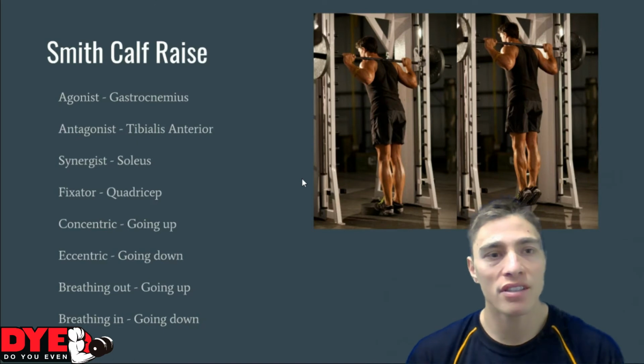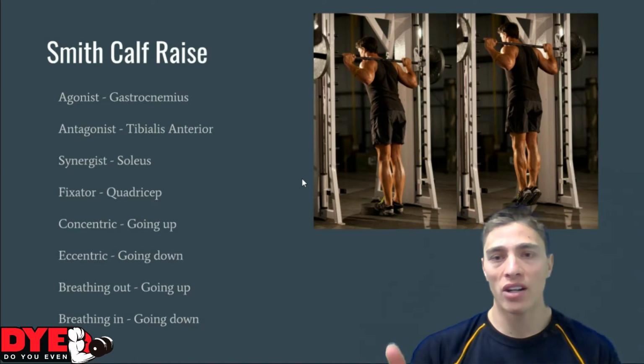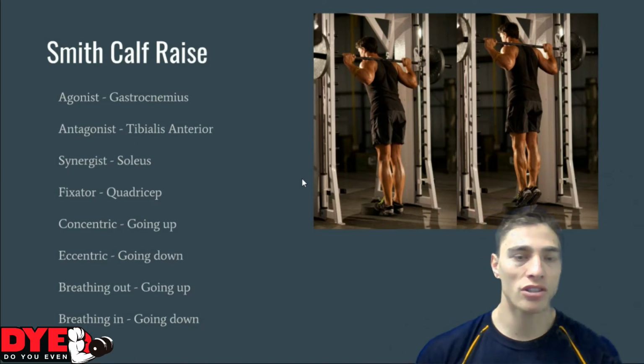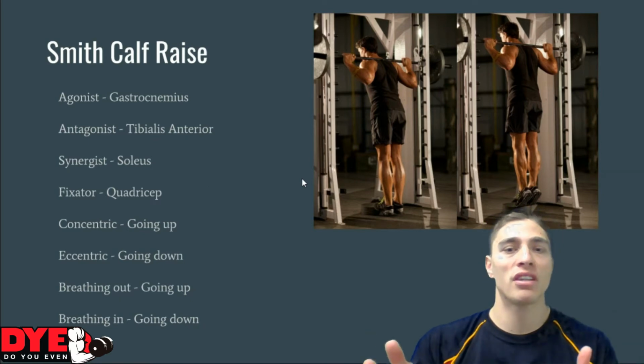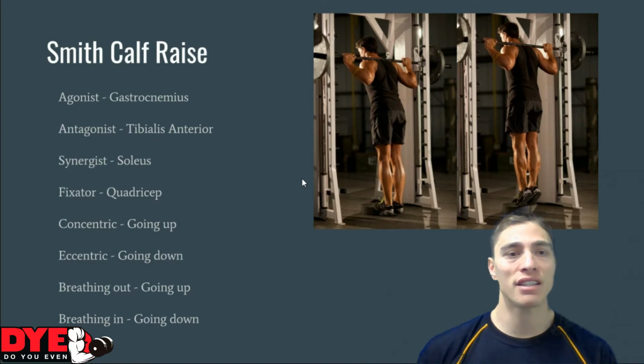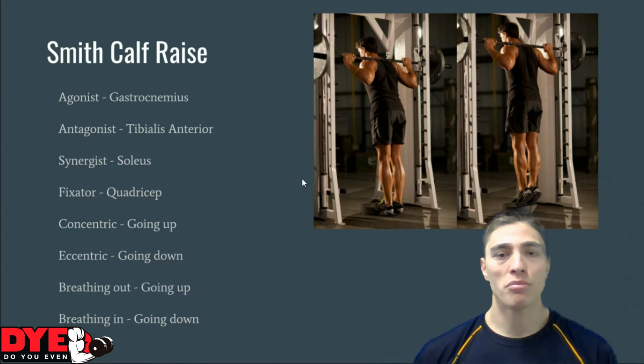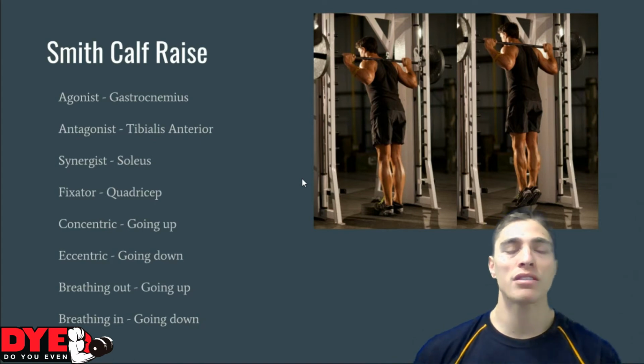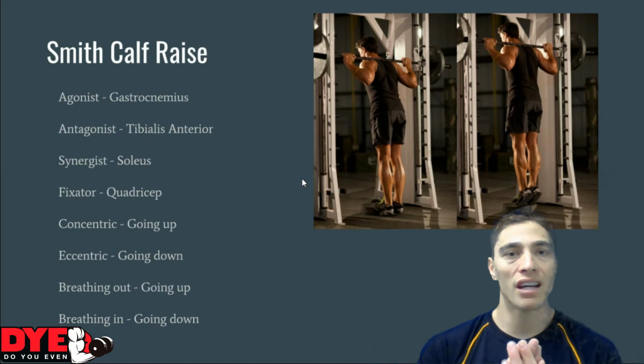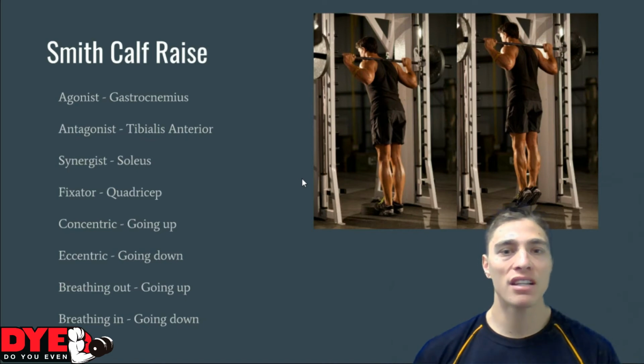Smith calf raise. So the agonist is in our calf. We call it our gastrocnemius. That's the correct term for it. Antagonist, so opposite, the front of our leg is our tibialis anterior. Synergist, so the muscle assisting that movement, is our soleus, and that's a deep muscle underneath our gastrocnemius, which produces plantar flexion, just like the gastrocnemius. Our fixator is our quadricep.